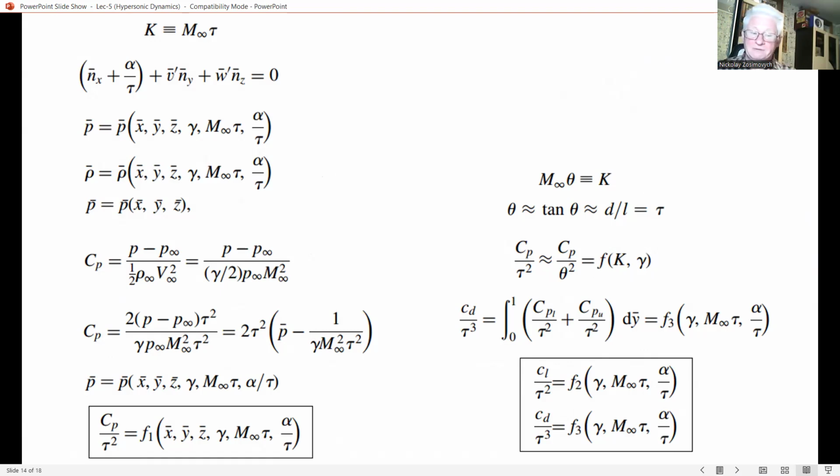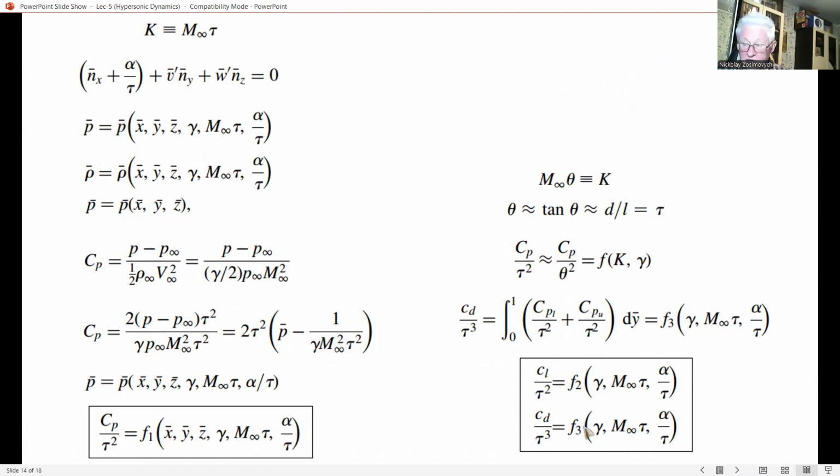So, hypersonic similarity carries over to lift and wave drag coefficients as well. Now let us examine this in more detail. To begin with, assume a two-dimensional body of length L, and hence a planform or top view area per unit span equal to the length, one unit. Dividing this equation by tau squared and combining expressions, we obtain the following relation as an integral from 0 to 1, which gives us a function of gamma, M infinity tau, and alpha over tau. So, summarizing the preceding result, we can get this expression on the bottom right.